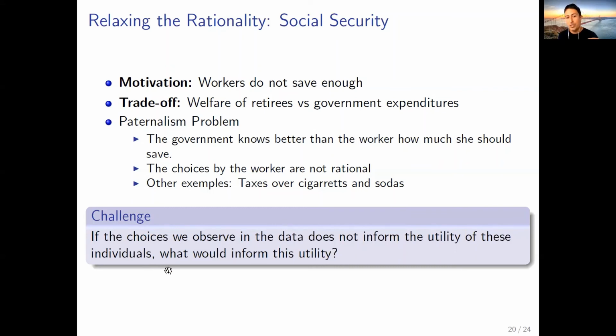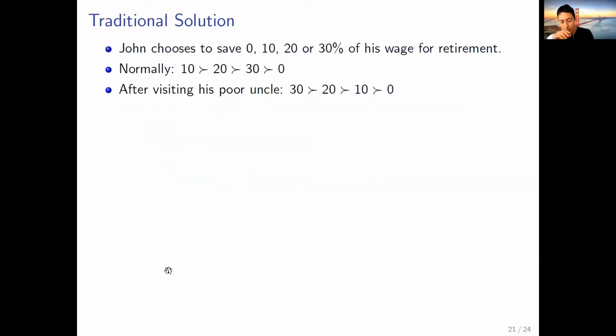So the challenge here is that if the choices we observe in the data, the choices from taxpayers and retirees, are not informing the utility of these taxpayers and retirees, what would inform this utility? How can we do empirical work if the choices that we're observing in the data are not showing us what's the optimal policy? So to give a precise example, I'm going to go over a simple example, and then I'm going to go over the traditional solution that was the case until 2009, and then I'm going to give you the cutting edge solution to this problem.